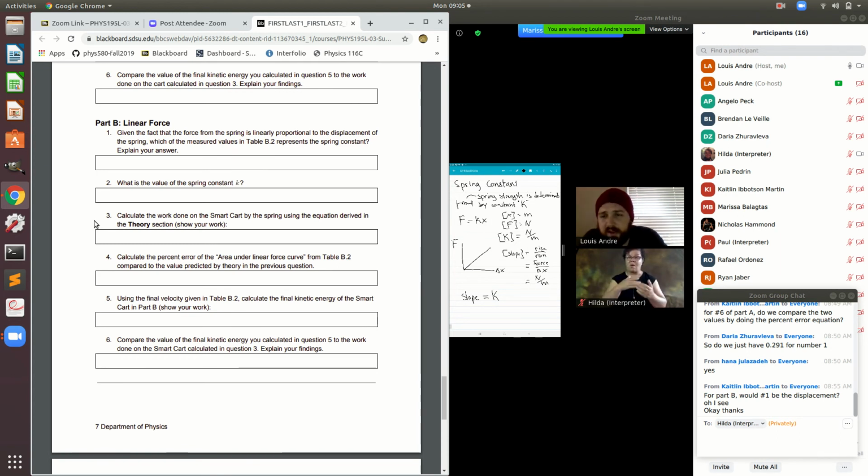3, calculate the work done on the smart cart by the spring using the equation derived in the theory section. So you're going to go ahead and use that big ugly equation with all the masses in it, and that should give you a somewhat correct answer.